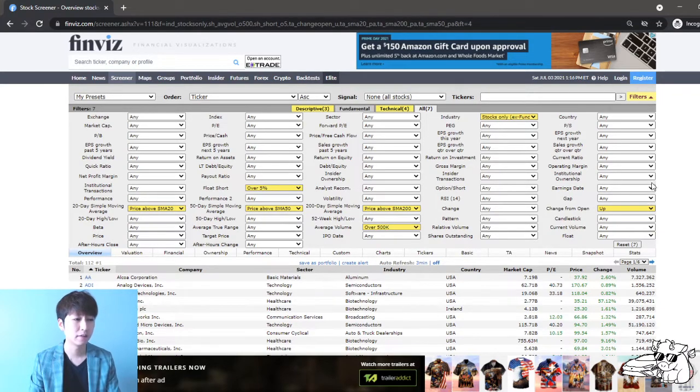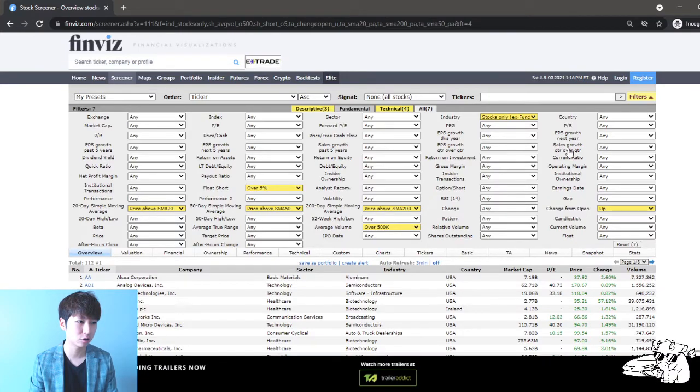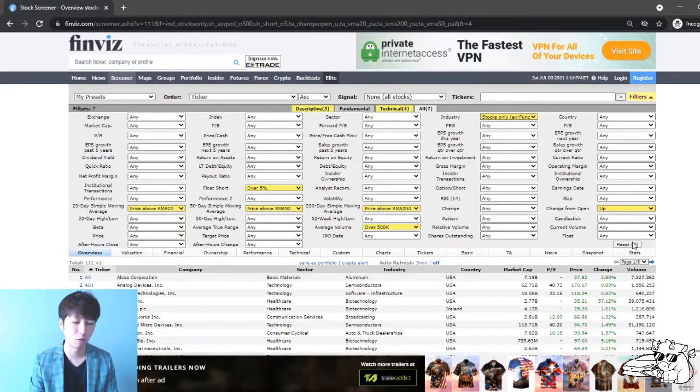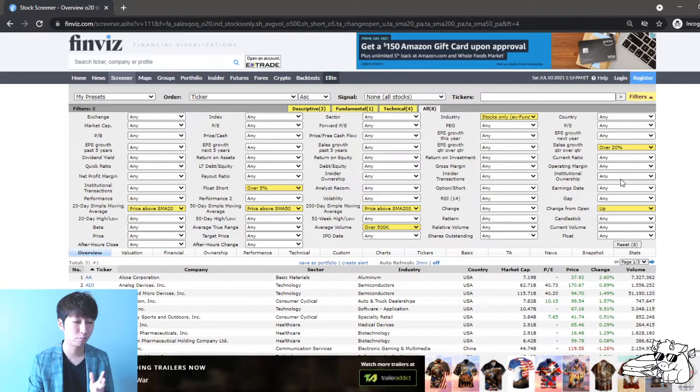Now here's the thing that people who watch me will probably not be very familiar with: fundamentals. Okay, I'm going to do sales quarter over quarter over 30%. I mean over 20%. 20% is good enough. Over 20%. Now I will explain this. Yes, I'm pretty much a full technical trader, but the thing is, I like to speak truth. To be frank, I do look at sales growth when it comes to high growth stocks, because I want to trade the best of the best.